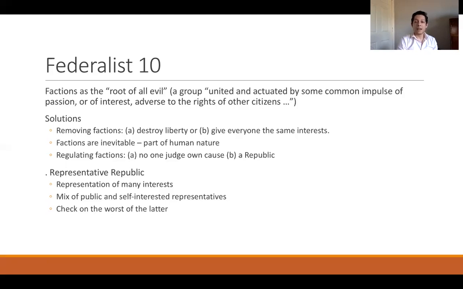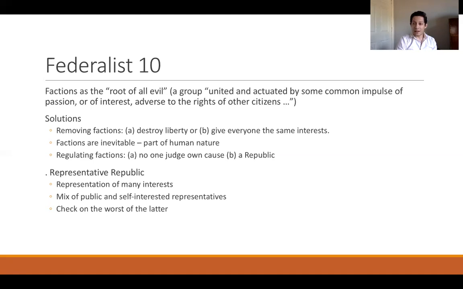They went so far as to call it the root of all evil in Federalist 10, a group united and actuated by some common impulse of passion or of interest adverse to the rights of other citizens. I mean, that's quite an accusation, right? Political parties care little for the rights of other citizens. They only exist to further some common impulse of passion. I mean, that just sounds like it's dirty business, doesn't it?